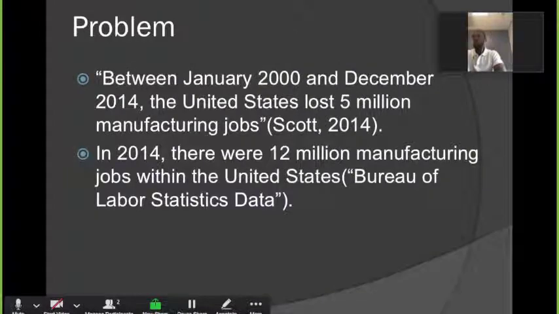So the problem to be discussed is that between January 2000 and December 2014, the United States lost 5 million manufacturing jobs. In 2014, there were 12 million manufacturing jobs within the United States. So to give a bit of context, between 2000 and 2014, there were 5 million manufacturing jobs lost, which is roughly almost half of the total manufacturing jobs in 2014, according to the Bureau of Labor Statistics.